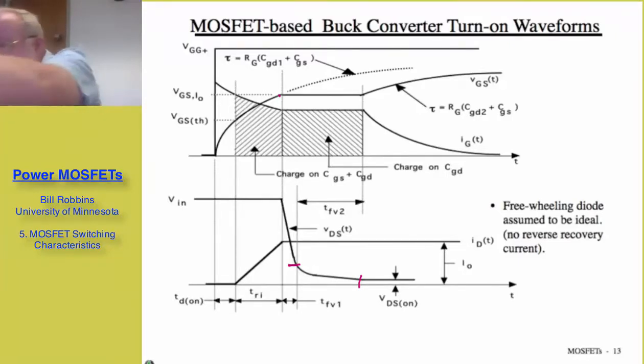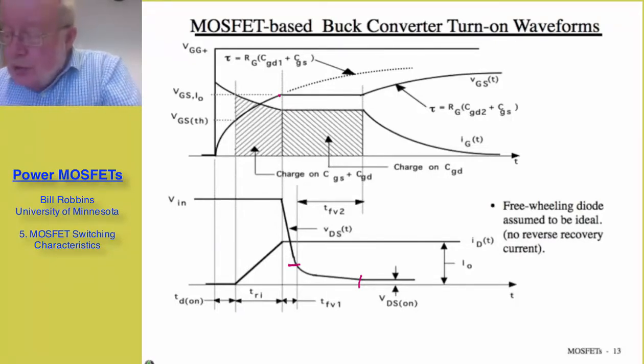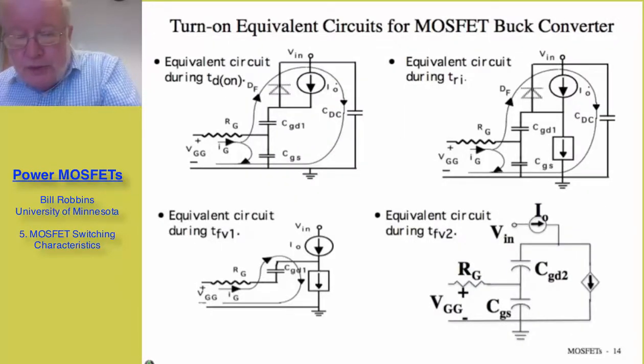Just to reiterate how one can use these equivalent circuits that I was describing earlier, here's a little bit more detailed explanation. During the turn-on delay time, our equivalent circuit is shown here in the upper left. I'm charging up the gate to source and gate to drain capacitances, which are in parallel. And when I reach the threshold voltage, then I have the current beginning to be commutated out of the freewheeling diode and into the MOSFET, and so we're gradually taking the current away and putting it into the MOSFET.